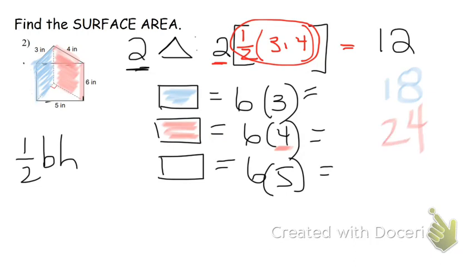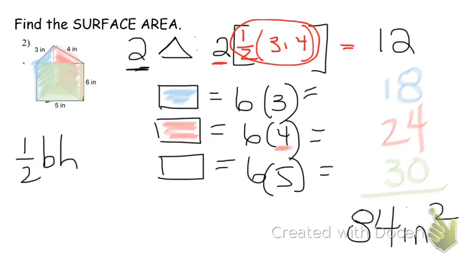And last, I have 6 by 5. And 6 by 5, that's this front piece right here. 6 times 5 is 30. So now add them all up. I have 12 plus 18 plus 24 and plus 30. So my total surface area is 84 square inches.